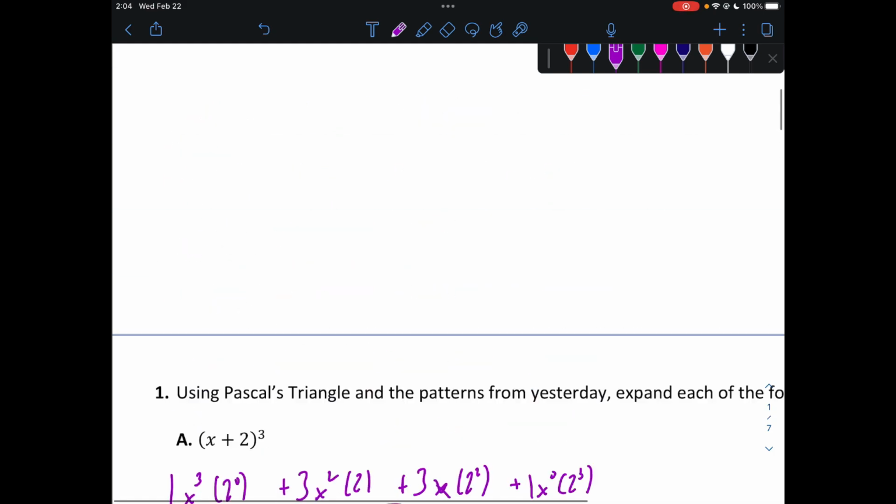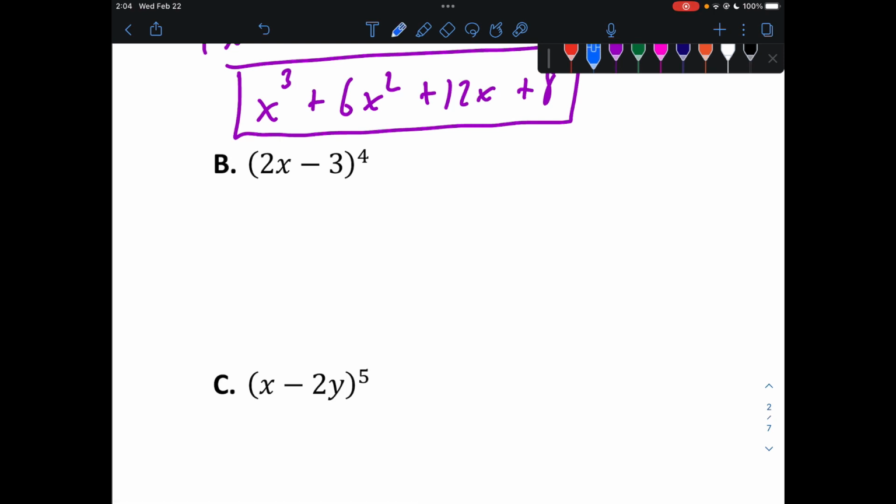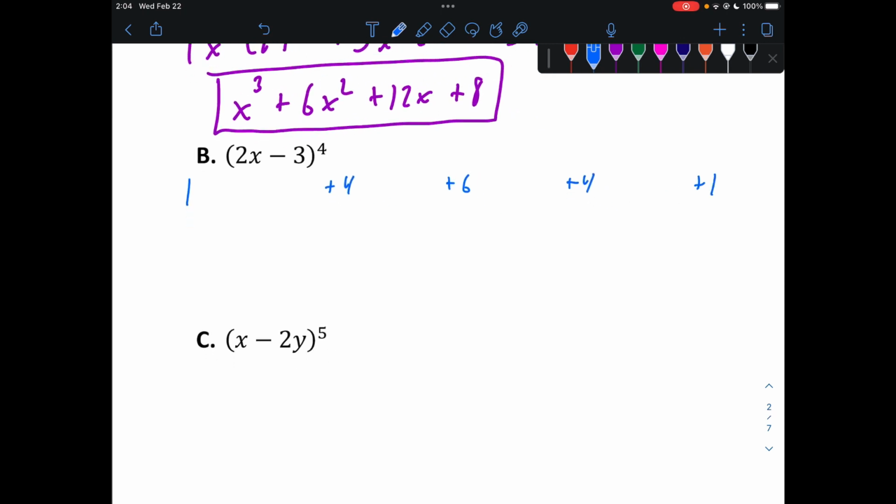All right, to the fourth power, so that'll be our next row, 1, 4, 6, 4, 1. All right, so we got 1, 4, 6, 4, 1. And that's going to be 2x to the fourth, 2x to the third, 2x to the second, 2x to the first, and then 2x to the 0. I'm not going to write it. Negative 3 to the 0, negative 3 to the first, negative 3 to the second, negative 3 to the third, negative 3 to the fourth.